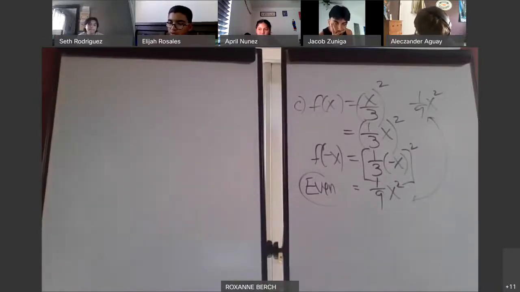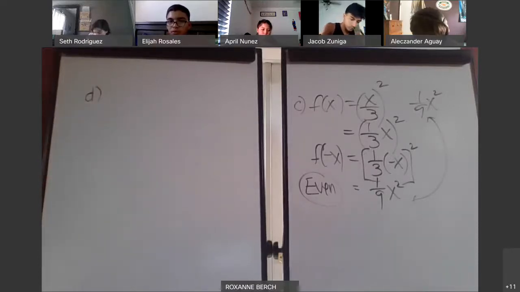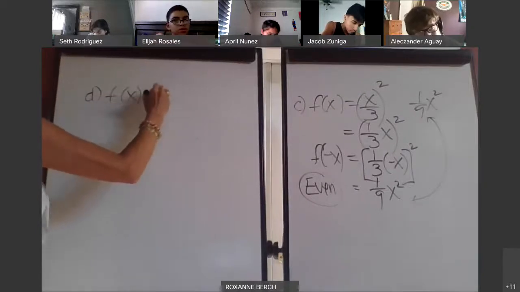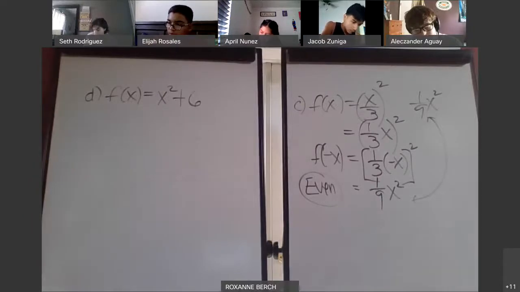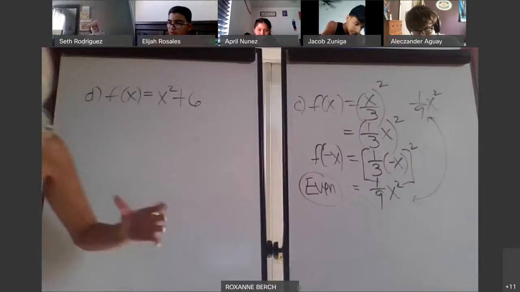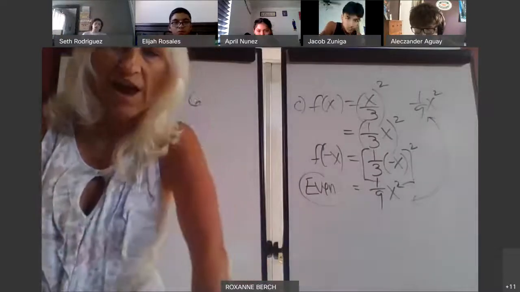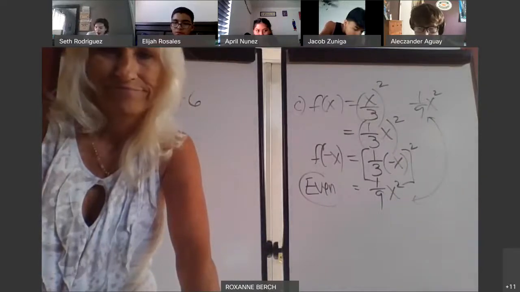Okay, let's do the last one. What is this? f of x. What's this doing to the parent? Moving it up 6. Okay. So do you think that moving up 6 is going to change the symmetry with the y? No.